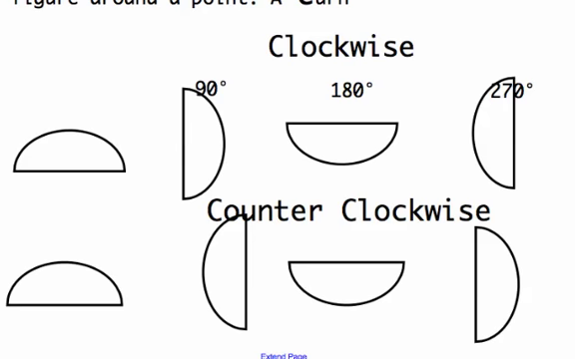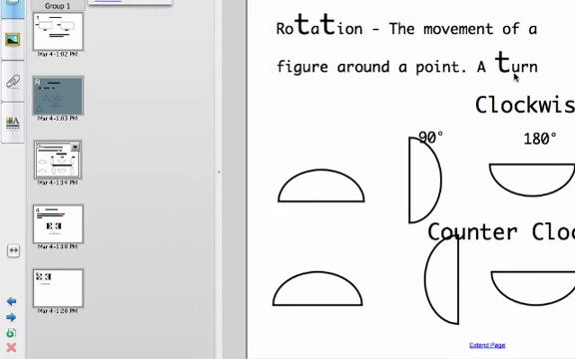Rotations has 2 T's, and a turn is the same thing as a rotation. We just keep something right on its point.